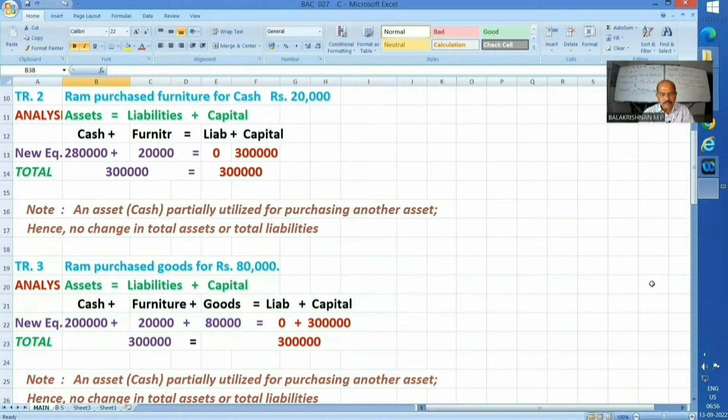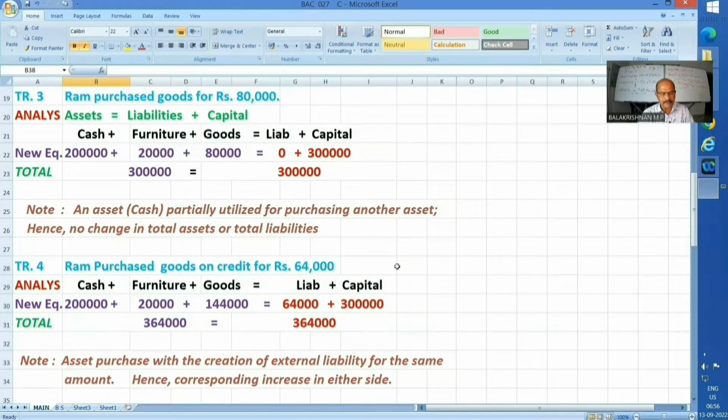Well, transaction number 2. Ram purchased furniture for cash rupees 20,000. What exactly happened? Cash as an asset has come down to the extent of 20,000 and furniture to that extent has surfaced. That means total assets are still 3 lakhs and liabilities plus capital is unaffected, same as 3 lakhs. So the accounting equation very much holds good. An asset, that is cash here, is partially utilized for purchasing another asset. Hence, no change in total assets or liabilities. That is the conclusion we have drawn here. Next one.